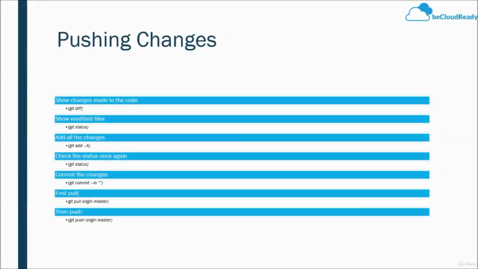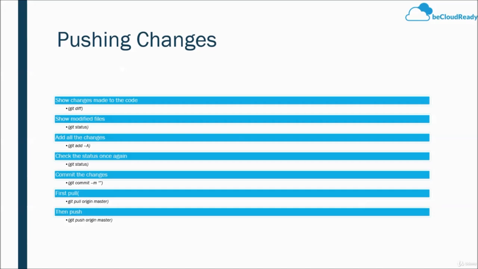Let's go over a rundown of pushing changes to the remote repository. So first, we can see what changes have been made to the code with git diff. Then we need to show the modified files with git status and add those files that have been untracked. After that, let's check the status once again to make sure there are no untracked files. Then we can commit those changes with the git commit -m command and write a message.